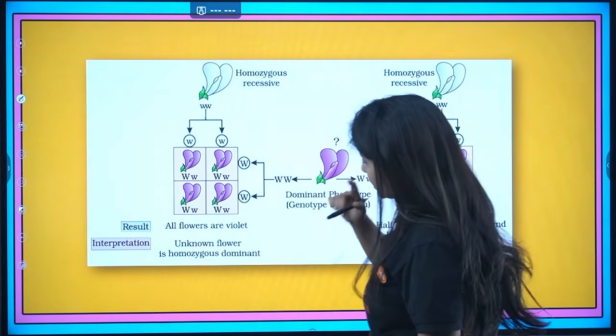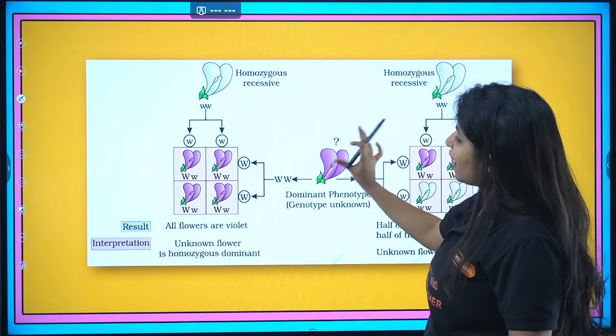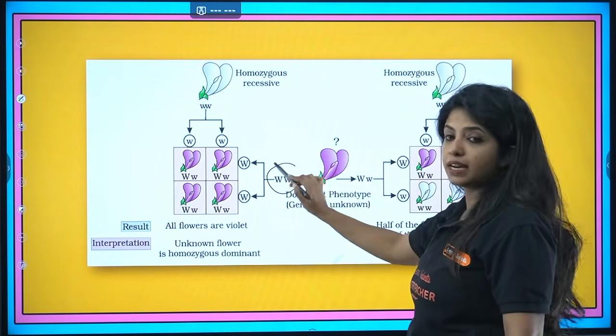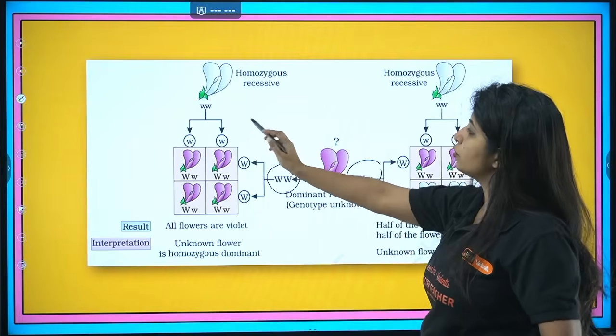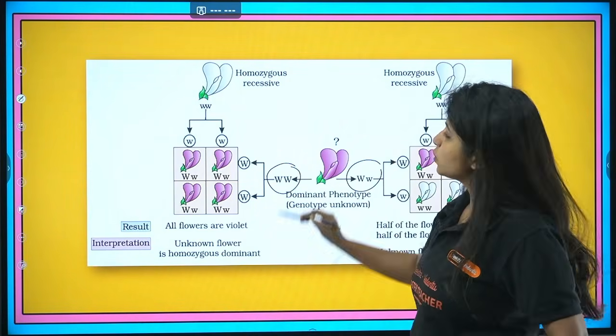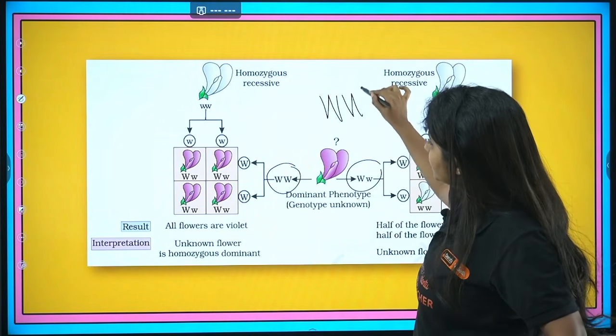So yeah, this is an example given in NCERT. Violet flowers are seen, and you don't know whether it's like this or like this. So what do you do? You cross with the recessive parent. Violet is represented by WW, capital W, capital W.